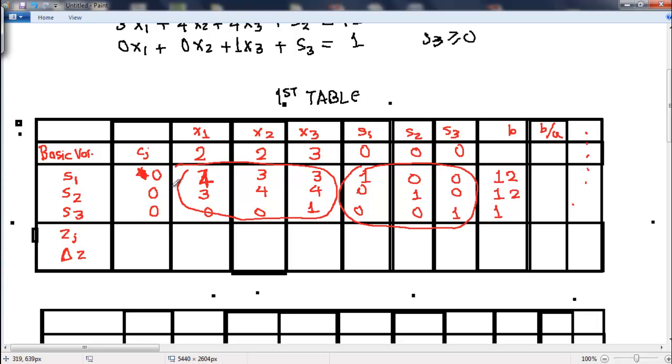For x1 the value here that I have to calculate is this product plus this product plus this product, so 0 plus 0 plus 0, and this is 0. For the second one it is 3 times 0 plus 4 times 0 plus 0 times 0, again it's 0. For all of them this is also 0.